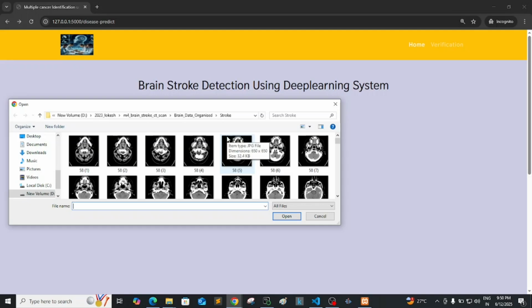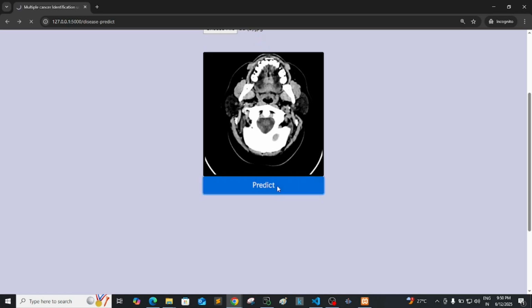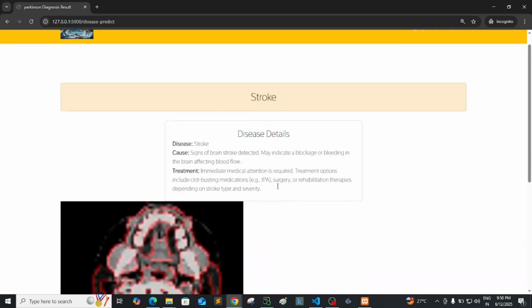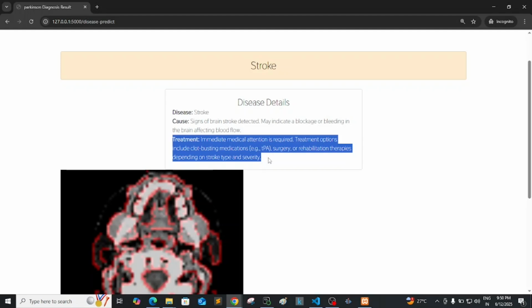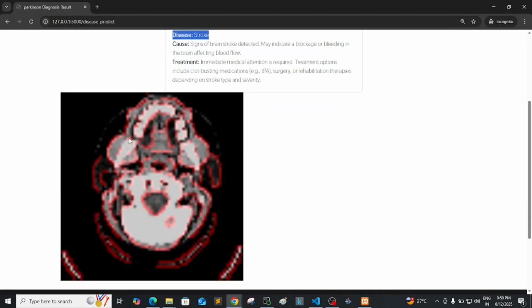Now I'll be showing you only the final result, how it actually gives. So when you upload, you simply get all these things. If it is a stroke condition, what are the causes and what are the possible treatments, can you see the disease name, as well as the image highlighted. Even in our project we are trying to use explainable AI also.